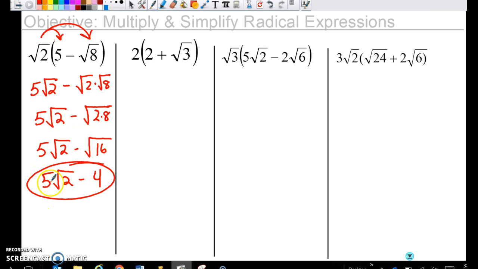You might be asking, Mr. Lovelace, why can I not take 5 minus 4 to get 1 square root of 2? Well, they're not like terms. The 4 does not have a radical 2. So I can't do that. Let's look at the next one.